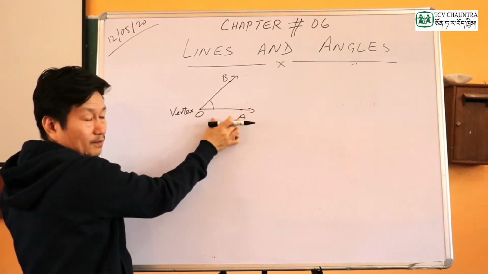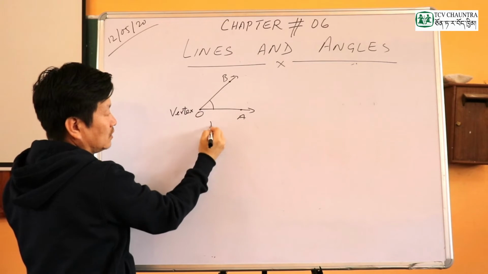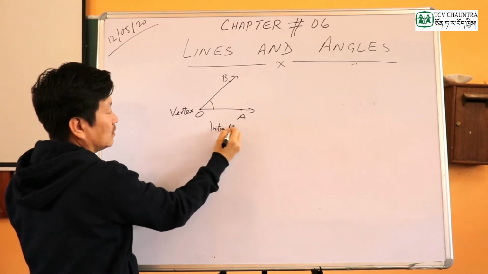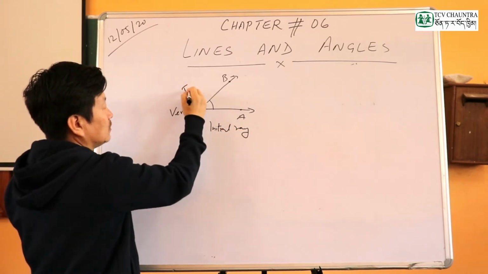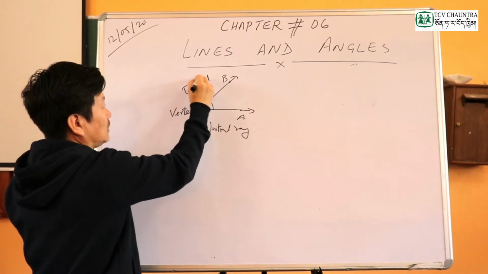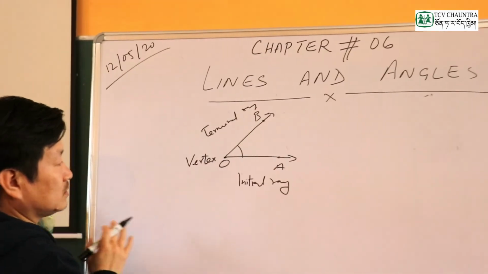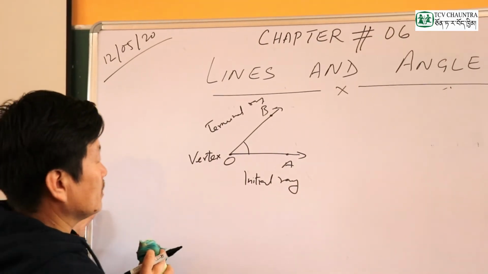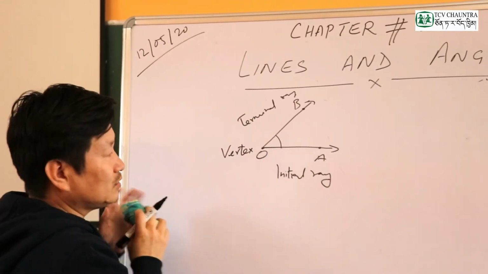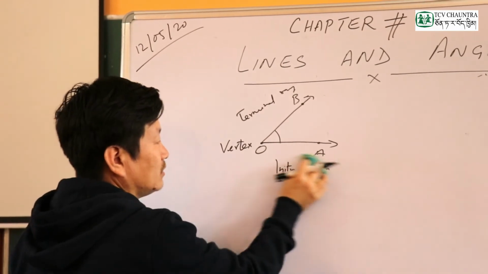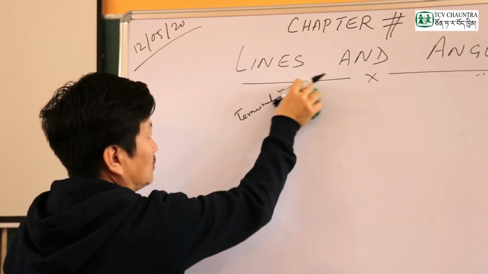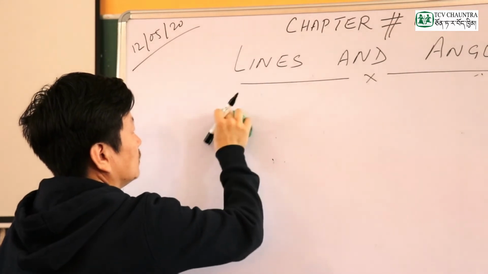The initial ray and the terminal ray. What are the types of angles? There is the acute angle, the obtuse angle, the right angle, and the straight angle.